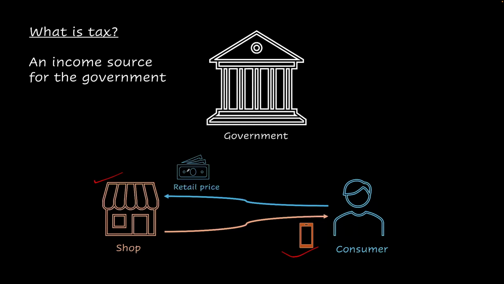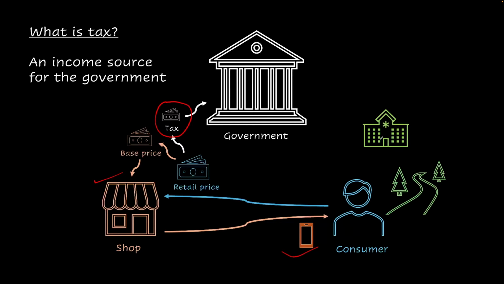Now the price is split into two. One is the base price, which the shopkeeper takes, and one is the tax, which is paid to the government. This tax money is the money that the government uses to run and also to build stuff like roads, hospitals, schools, airports, trains, and other things that a country needs to function. That's why tax is really important.